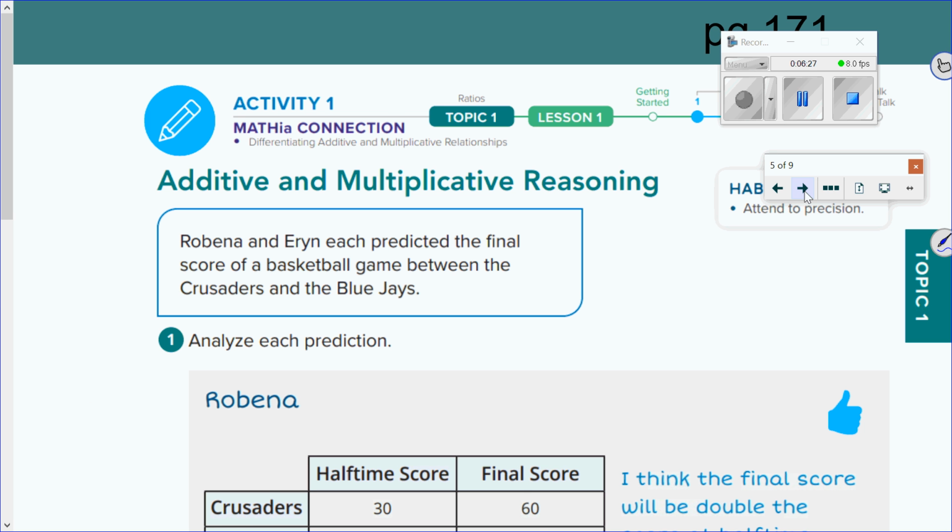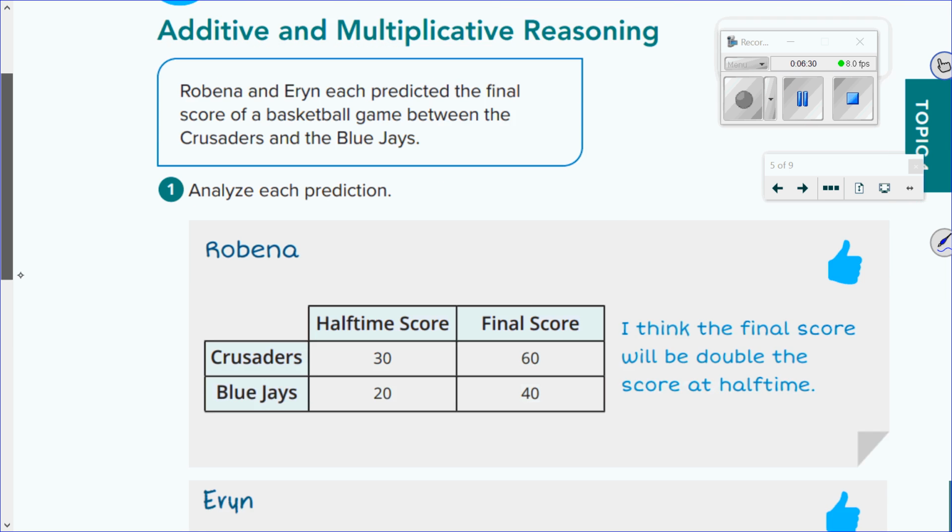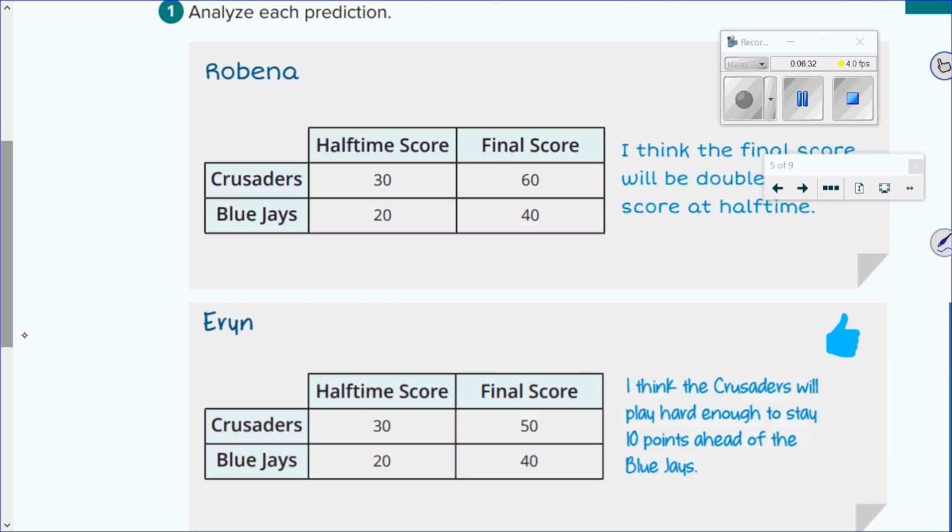Some of that reasoning. So, Robina and Aaron are looking at this exact same game. They came up with two different thoughts. Robina says, I think it's going to be 60-40, just like most of you did. So basically, it's going to be double the score at halftime. I don't know if Tito looked ahead, but he was using Aaron's reasoning. Aaron thinks the Crusaders are going to play hard enough to stay 10 points ahead, but the Blue Jays are going to step their game up. They're not going to get 30 on them again. They're going to keep it a lot more even. So they said the score will be 50-40.